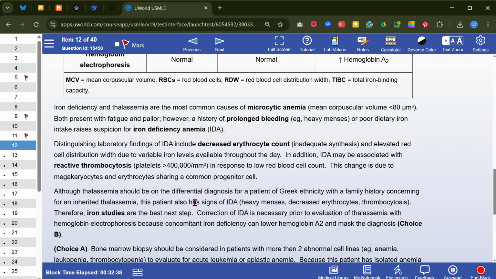In addition, IDA may be associated with reactive thrombocytosis, platelets more than 400,000, in response to low RBC count. This change is due to megakaryocyte and erythrocyte sharing a common progenitor cell. Although thalassemia should be on the differential diagnosis of a patient of Greek ethnicity with family history concerning for inherited thalassemia, this patient has signs of IDA: heavy menses, decreased erythrocytes, thrombocytosis. Therefore, iron studies are the best next step. Correction of IDA is necessary prior to evaluation of thalassemia with hemoglobin electrophoresis because concomitant iron deficiency can lower hemoglobin A2 and mask the diagnosis.